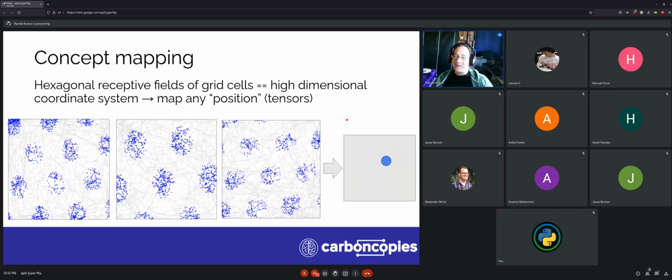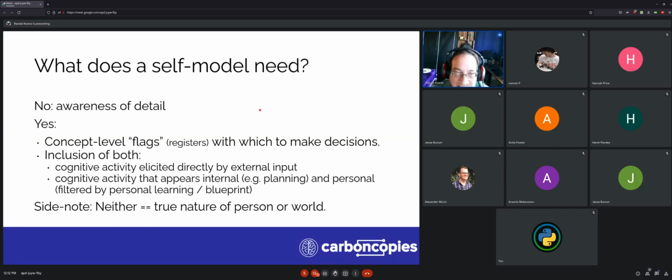So tying this back, what does a self-model need? Well, from personal experience, I think one of the things, in that loop we went through where there were only two things that were yellow, is that we could say awareness of detail is not really part of the self-model. But what it does need is some kind of concept-level flags with which to make decisions, because at some level you need to be able to remember this happened and therefore I judge that, I don't know, I was conscious or someone said something. At some level there need to be these flags.